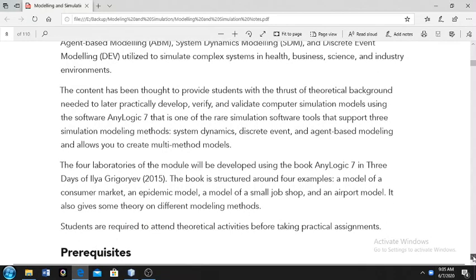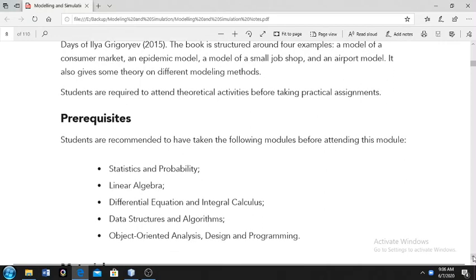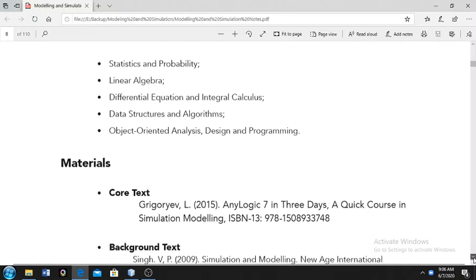So let's continue. What are the prerequisites here? You are recommended to know statistics, probability, linear algebra, differential equations and integral calculus, data structures and algorithms, and object-oriented analysis, design, and programming. So you guys, you have all these backgrounds.